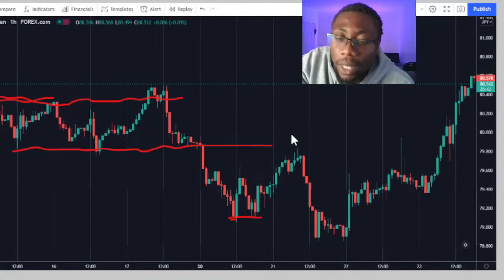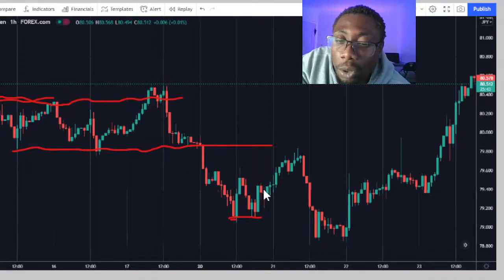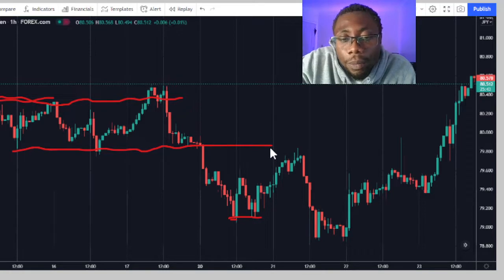But given that we get this price holding down here, we draw this new support level and wait for price to react between this level right here or a new support level right here.